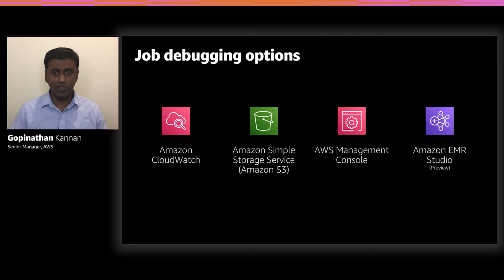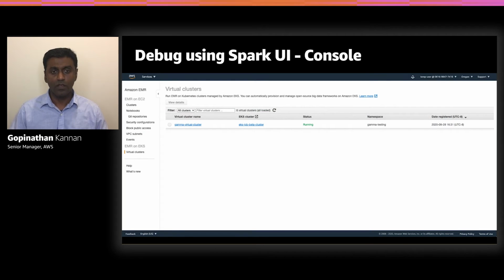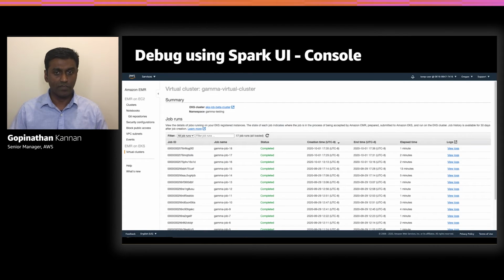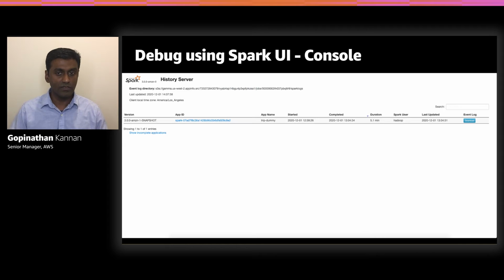For job monitoring, we already covered the ability to upload logs to your CloudWatch and S3 buckets. While these are great tools, we also built a one-click experience with the AWS Console and EMR Studio. On the AWS Console for EMR, you can see all the virtual clusters under EMR on EKS. By selecting a virtual cluster, you can see all the jobs that were run on that namespace. You can simply click View Logs to see the event log in the Spark History Server.